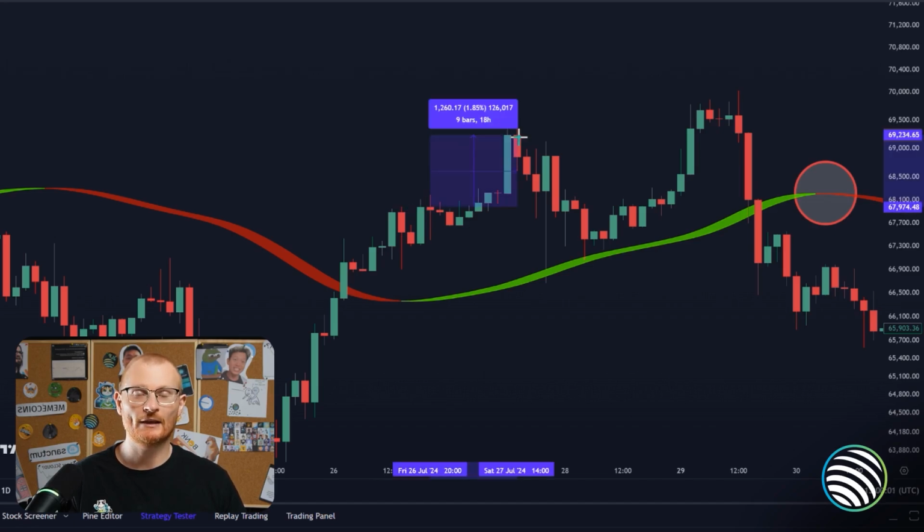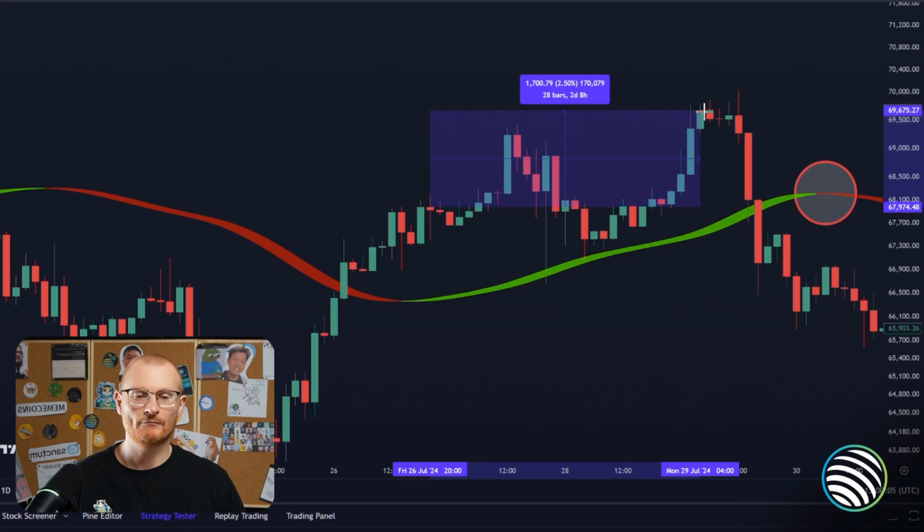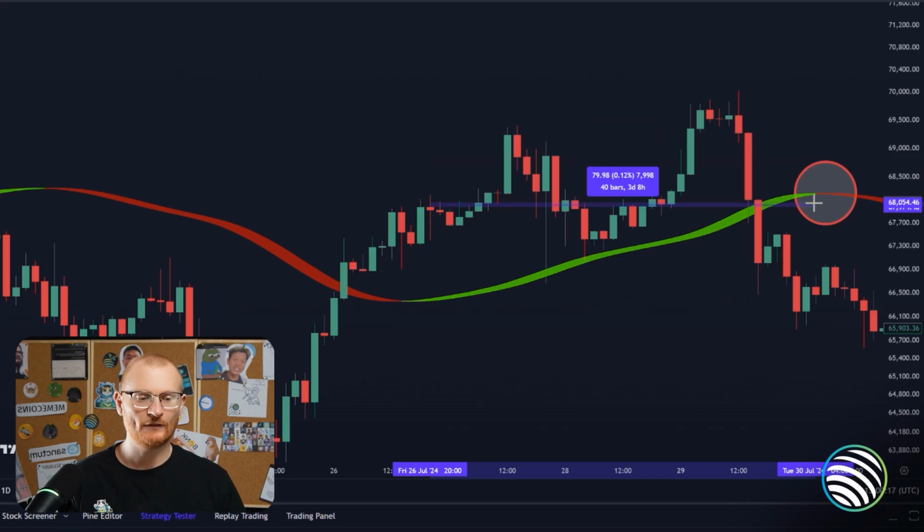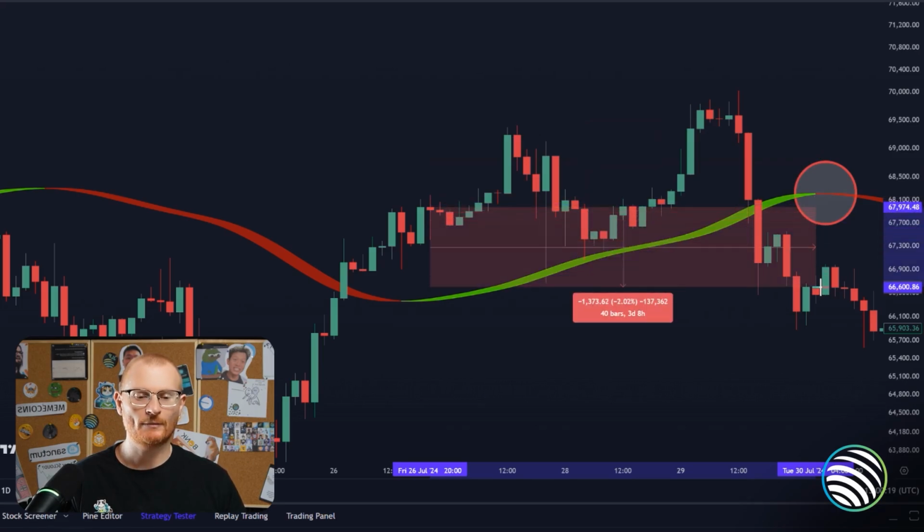Of course, we could have made a very small amount. We could even have made almost 2.5%, around about that. However, we are aiming to close when it flickers red, unless of course we take profits earlier. In which case, once it flickers red, that's when we're probably selling and we're actually losing about 2%.